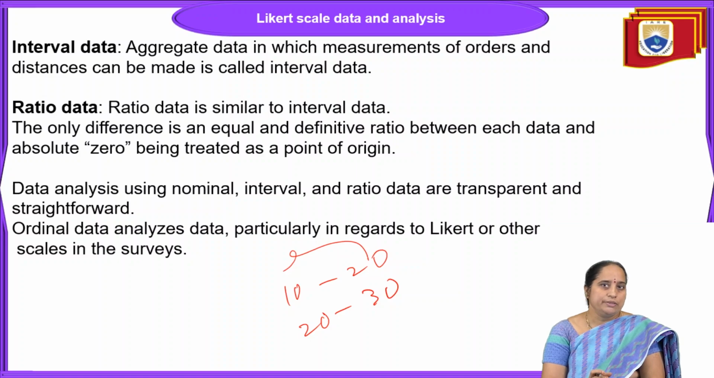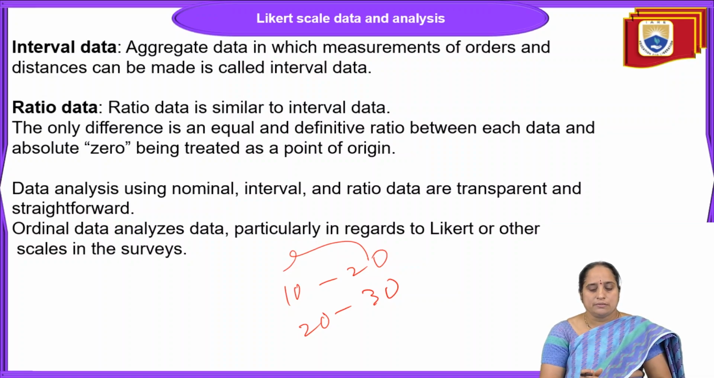And the next type of data is known as ratio data. So ratio data is also somewhat similar to interval data. The only difference between interval data and ratio data is an equal and definite ratio between each data and absolute zero being treated as a point of origin. So everything will be the same. But coming to ratio data, we can have absolute zero, and that zero is the point of origin.